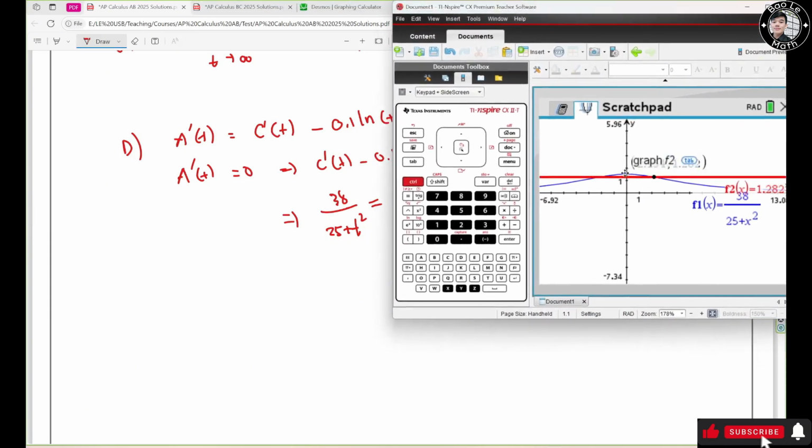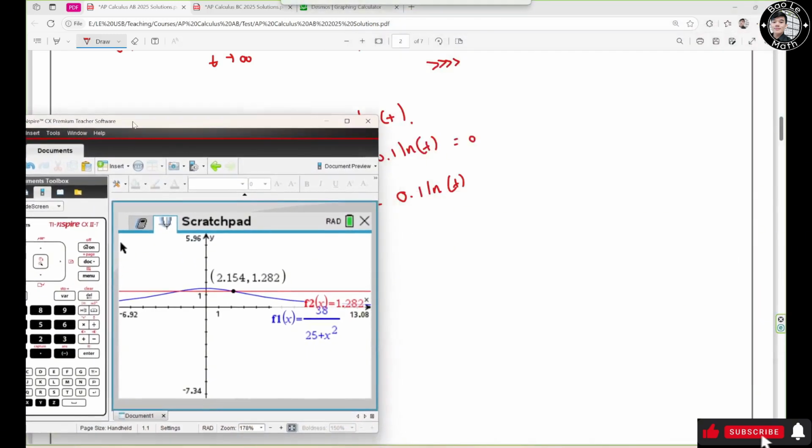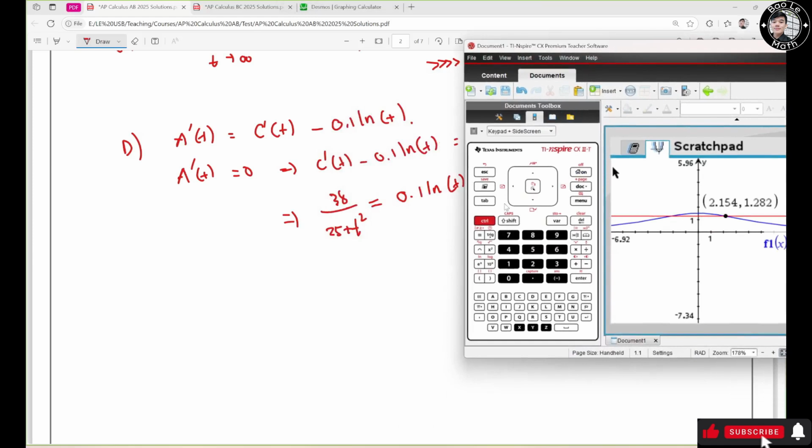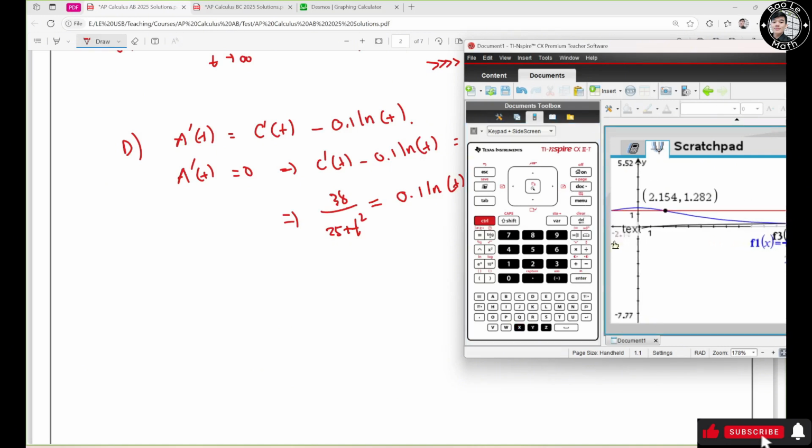Alright, the first graph is the blue one, right? The second graph should be 0.1 natural log of t, right? So I need to hit tab. I put 0.1 natural log of s, and I hit enter, so you will see it. The intersection should be right here, right?